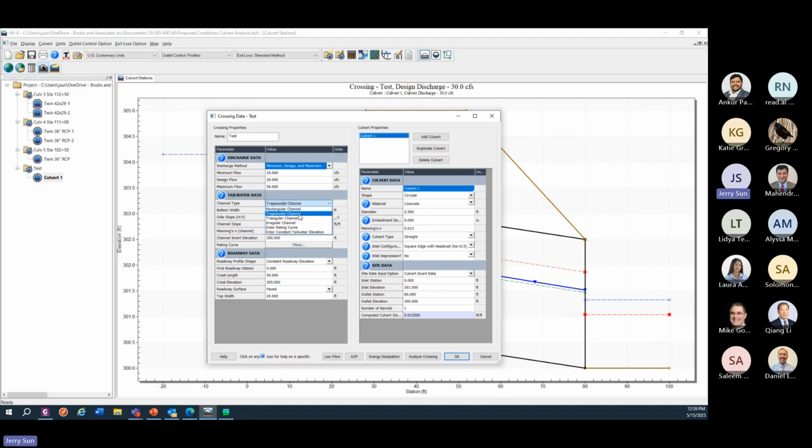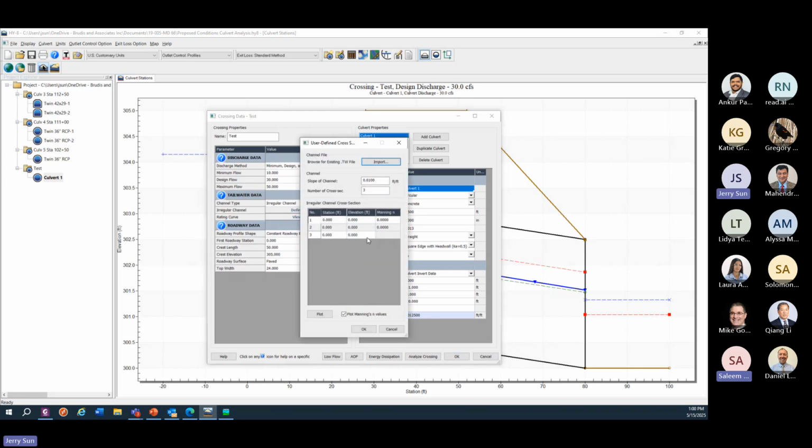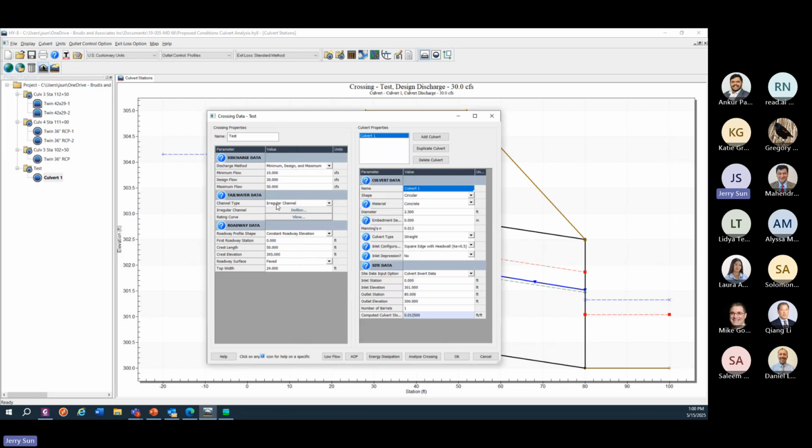Even when the channel is not that well defined, we still use a trapezoid channel. It depends. Sometimes there may be a rectangular concrete channel. Then we have an irregular channel. Basically, it is like a cross section, so you need to define the stations and the elevations. This is also used for natural channels.